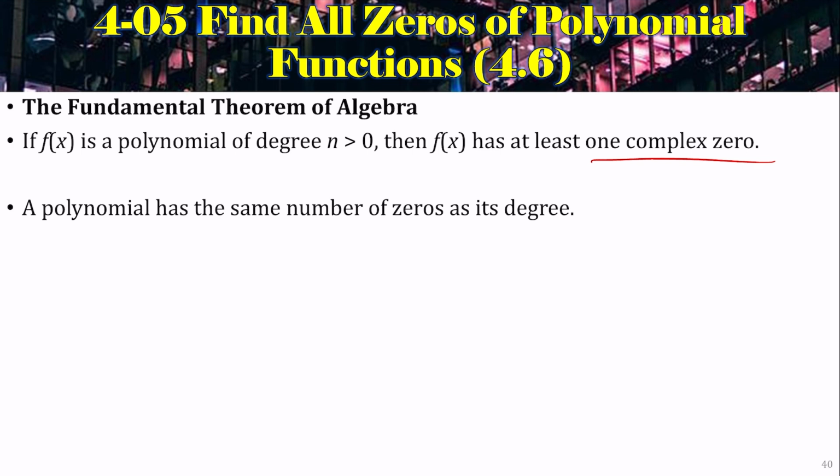When we were doing quadratics, there were always 2. We might have gotten a double zero, but there are always 2 for quadratics. Cubics will always have 3 zeros, and so on. They just might be imaginary.